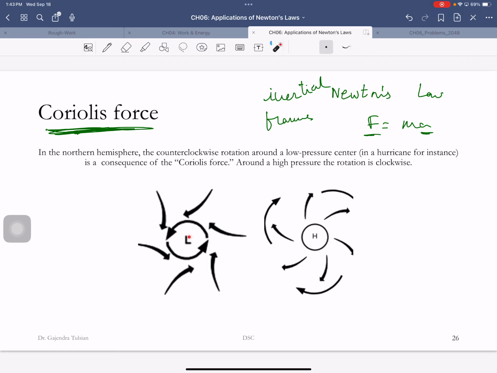So what this says is in the northern hemisphere, if you have a low pressure, cyclonic winds will be anti-clockwise. Around a high pressure, they'll be clockwise. And in the southern hemisphere, it's opposite. Okay, so let's see what is really happening here. All right, we'll do it.